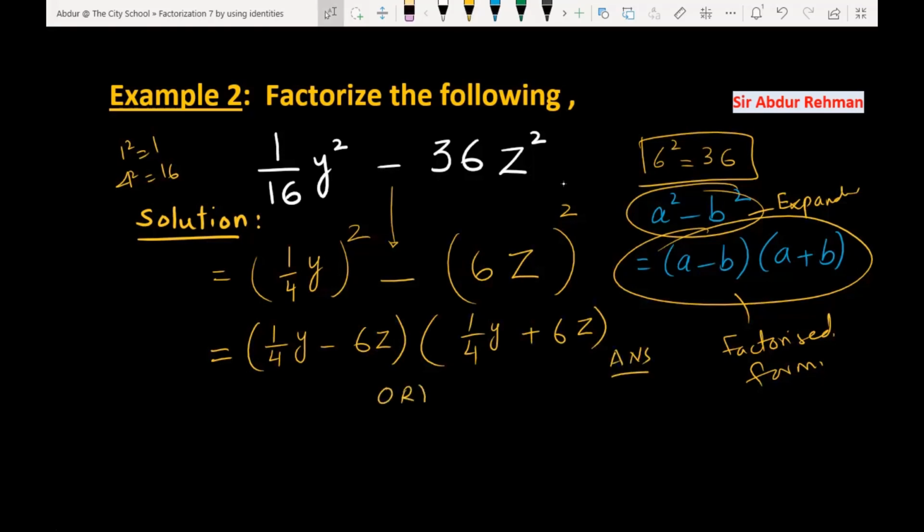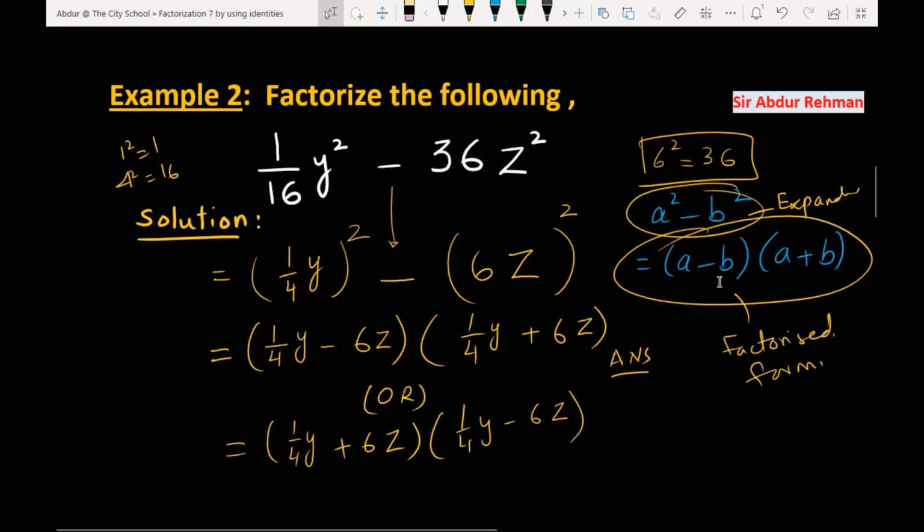Or you can present the answer as 1 over 4y plus 6z times 1 over 4y minus 6z, because you can write the identity a square minus b square equal to a minus b times a plus b, or you can write a plus b times a minus b. So these are the answers. Move on to example number 3.